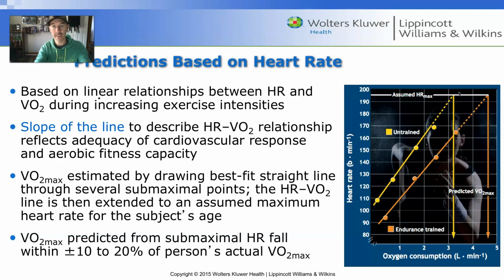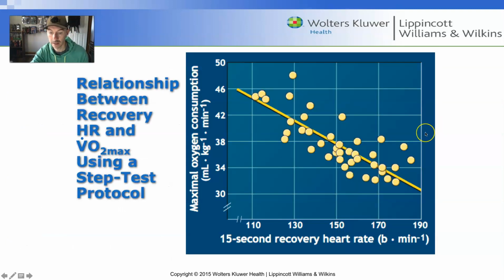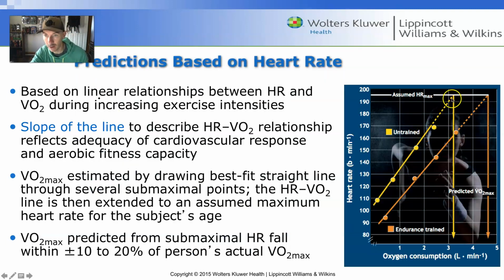So again, the take-home point with this slide and this graph is, this gives us a visual example of what we're doing here. We're going to gather a couple heart rates during the test at a submaximal level, and then we're going to predict, if we went to the max heart rate, what would the VO2 be at that point, right? And that's what these dotted lines represent. If we went here in the untrained or the trained person, where would their VO2 max be, right? So we're predicting what it would be if we went to their max heart rate.